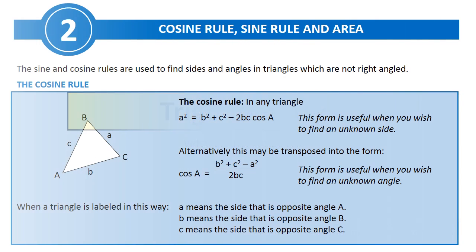The sine and cosine rules are used to find sides and angles in triangles which are not right-angled. This video looks at the cosine rule. There are two forms of the cosine rule, one for finding unknown sides and the other for finding unknown angles. We're going to start with this one, which is used for finding an unknown side of a triangle when you know two other sides and the angle in between them. Let's have a look at an example.